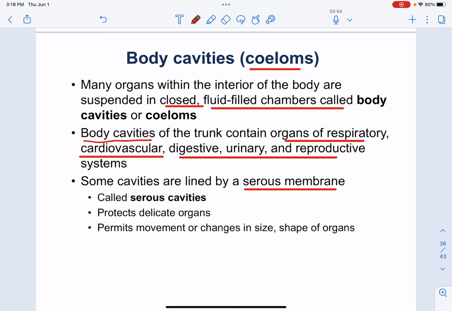And the reason for this is that we have organs that have a lot of movement to them, okay, or they may change in size. And what happens is when organs move is that friction can occur. And so these membranes are designed to help reduce friction. I think I have that on another slide, but I'm going to write it here just in case.